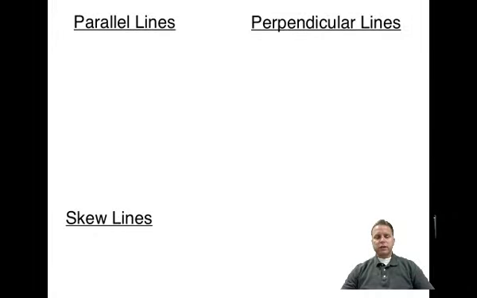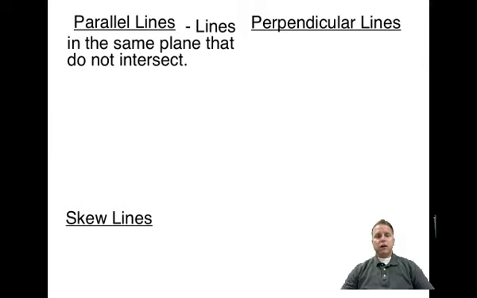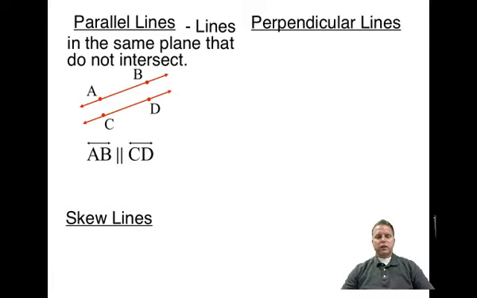Parallel lines and perpendicular lines. Parallel lines are in the same plane and do not intersect. So if you imagine this as a sheet of paper, they never touch, they never end. And to show that two lines are parallel, you draw two parallel lines vertically in between the names of the two lines. Perpendicular lines meet, so they intersect, they cross, and form a 90-degree angle.